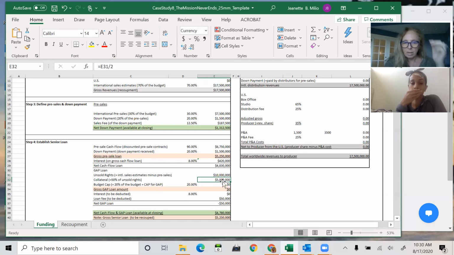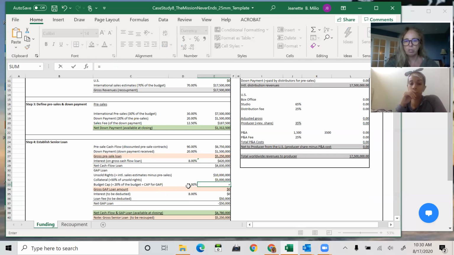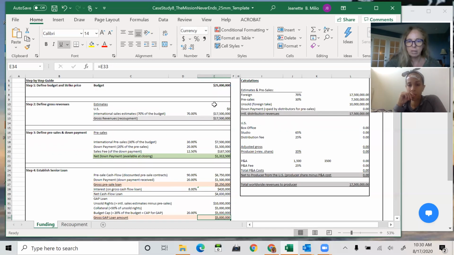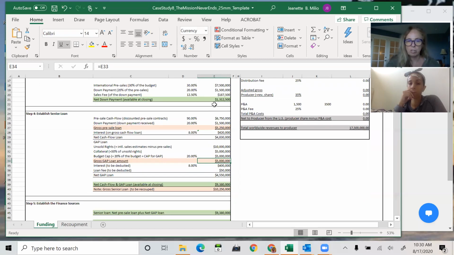Now, as you have learned, the bank will not give you a loan for the entire $10 million. They will give you a loan for half that value. That's why the collateral is only $5 million. Does that make sense? We're also going to do another check to make sure the collateral value is not more than 20% of the budget. So what does 20% of my budget of 25 look like? That's the same amount, so I'm okay, right? Now I know I can get this $5 million loan because it matches my budget number.